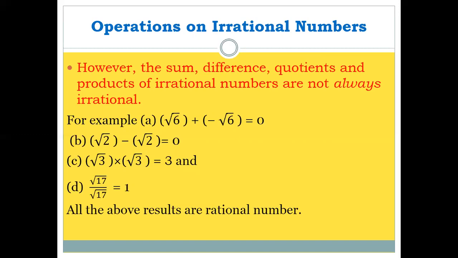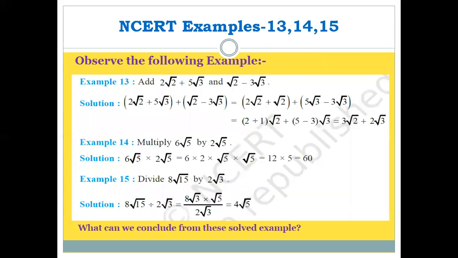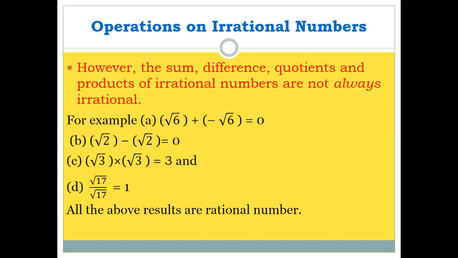Now next, if we multiply or divide two irrationals, the result can be irrational also. If I say root 2 multiplied by root 3, the product is root 6, and that's an irrational number. So in this case, we understand that when operations are done on irrational numbers, the result can be rational or irrational.